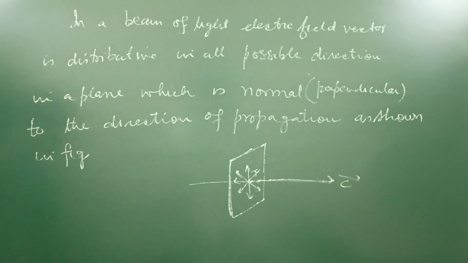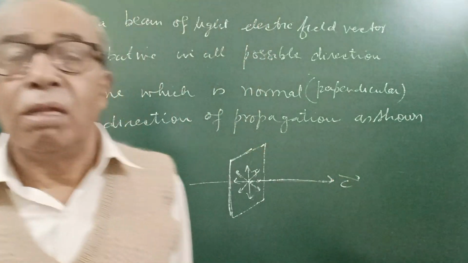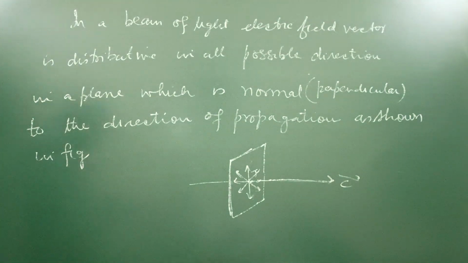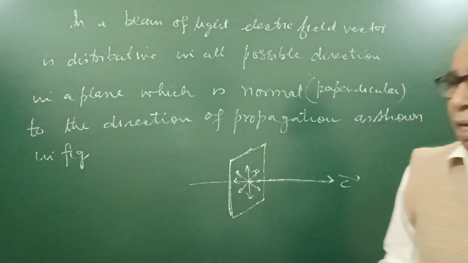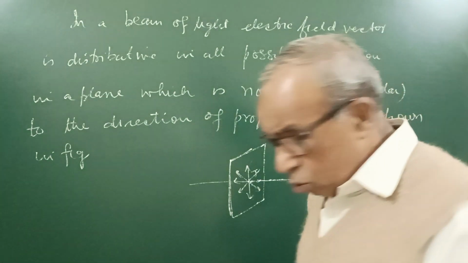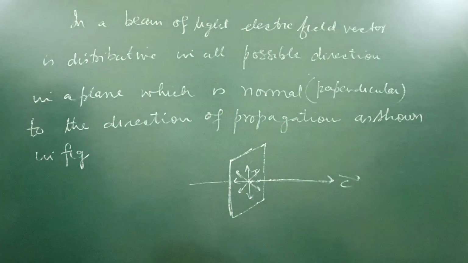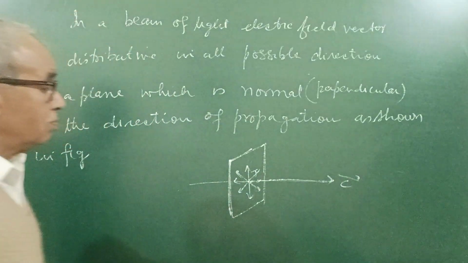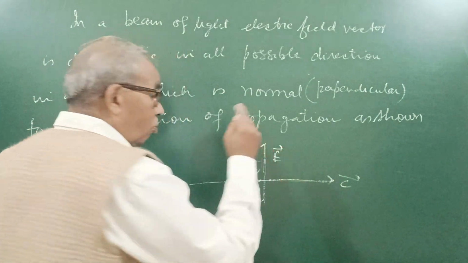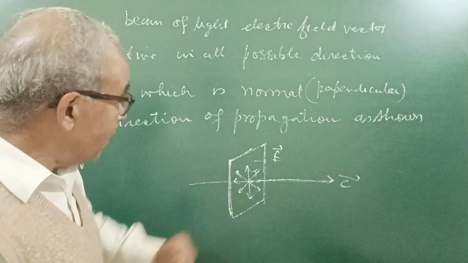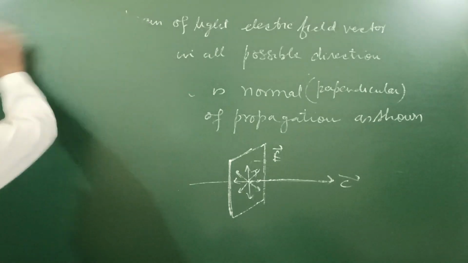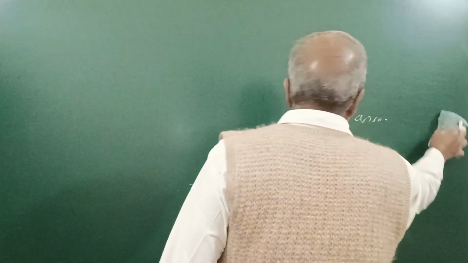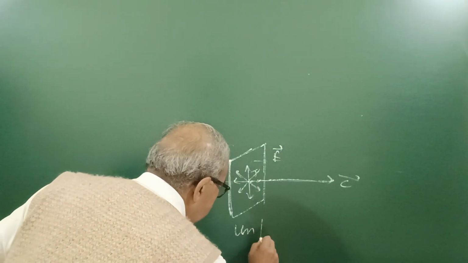A student met me and said, sir, please use a mixture of Hindi and English. But I think there is no need. If someone is typically learning in Hindi, then for him I feel there may be a problem, but students studying in English medium schools may understand it all properly. So I hope you have got the plane which is at right angle to the direction of propagation. The electric field vector is in all possible directions in this plane. Such light, having vibration of the electric field in all possible directions in the plane, is called unpolarized light.